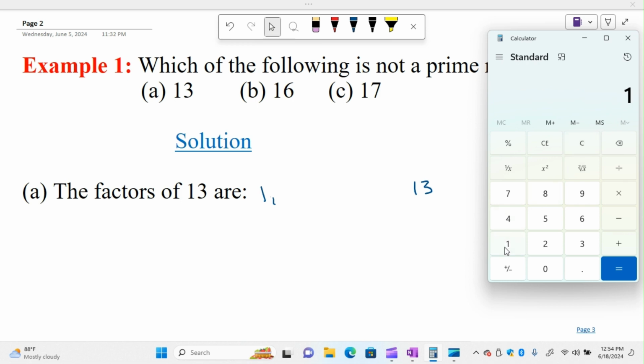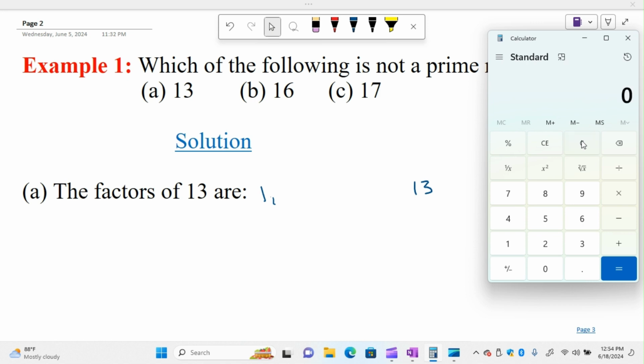13 divided by 3. As you can see on your screen, you have 4 point, so it's having a decimal part. We have a whole number part and a decimal part. So this is not a whole number. It's a fraction. So what we have here is not a whole number. Then we cannot say that 3 is a factor of 13.